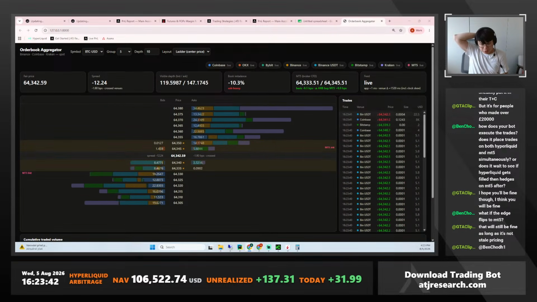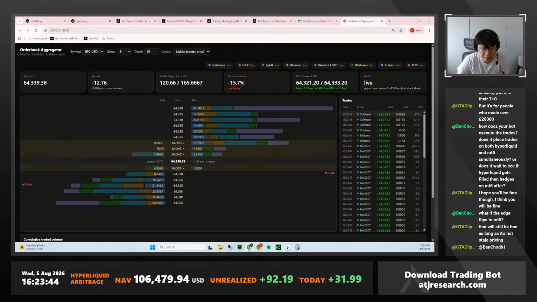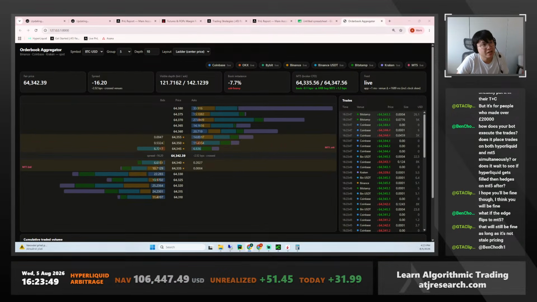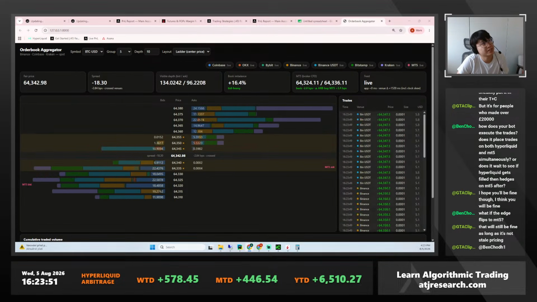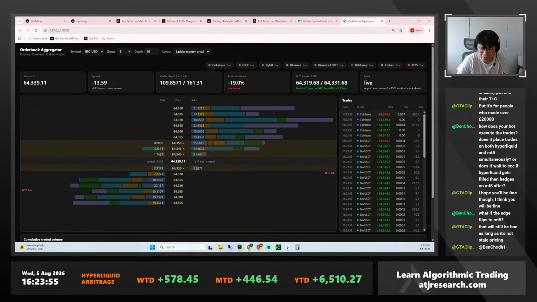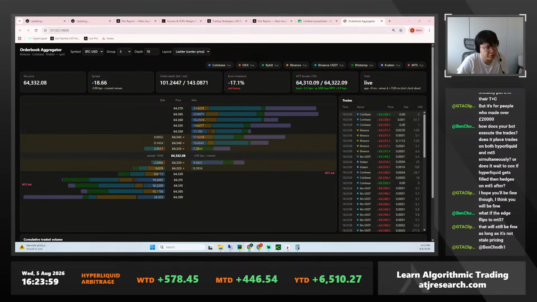What if the edge flips to MT5? Well, then MT5 is going to pay me and futures are going to hedge my exposure. I always ask myself the question, where is the edge, right? Is it futures or is it MT5? I think sometimes it's both. Sometimes I make money on MT5, sometimes I make money on Interactive Brokers. So it's very difficult to tell.